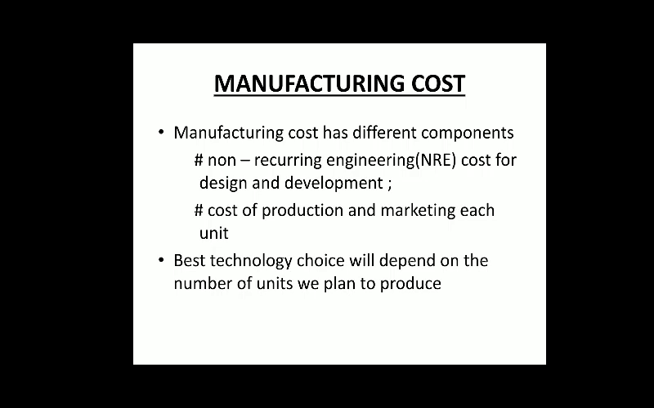So the best technology choice will depend on the number of units we plan to produce. For mass markets, the cost of production generally reduces because we are implementing machines which are doing the same work again and again. But suppose we want 1 unit or 2 units of certain embedded systems, then the non-recurring engineering cost increases.